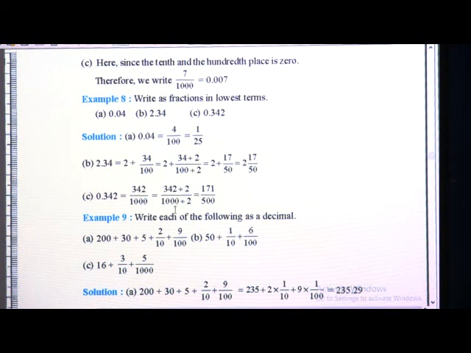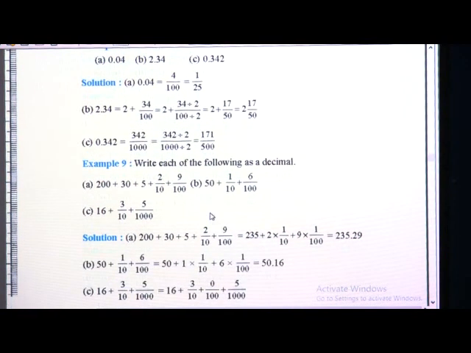These both are even numbers, so we can divide by 2, or we need to find the HCF for both the numbers and divide by that number. So, we get 2 171s are 342 and 2 500s are 1000. So, we get the fraction as 171 by 500.